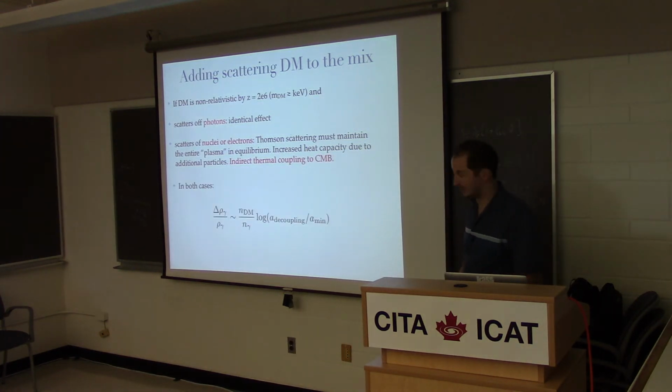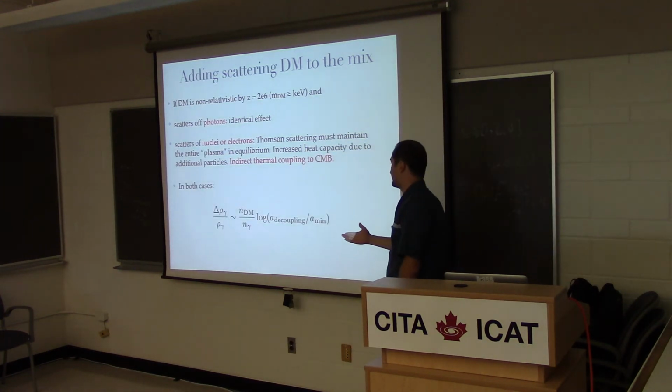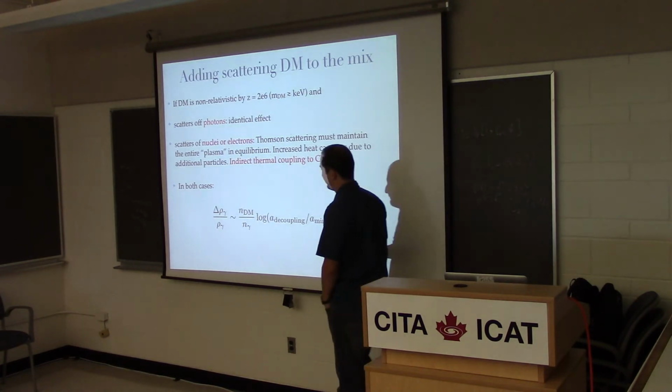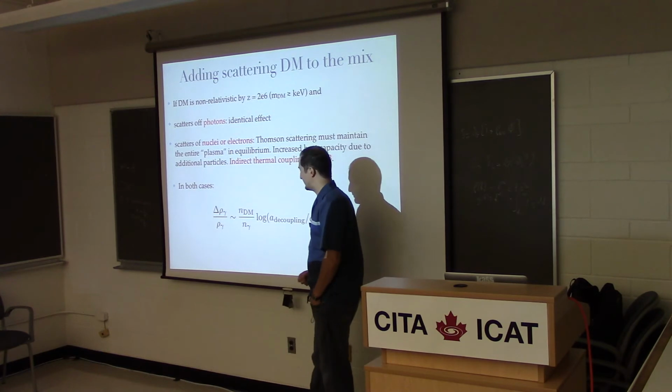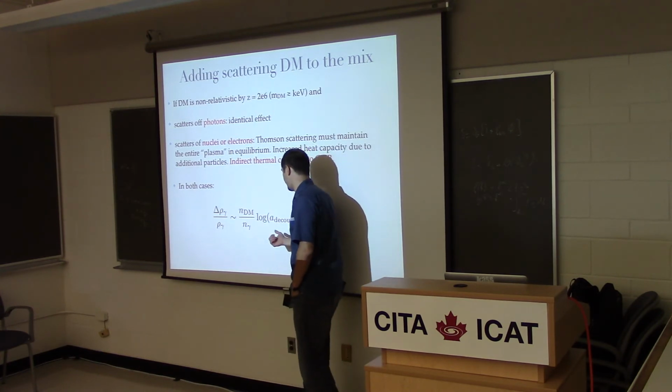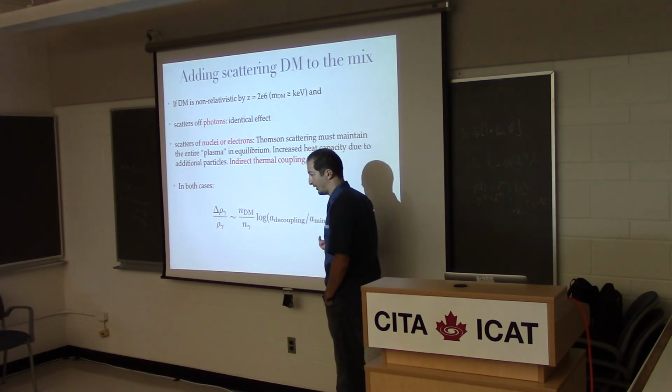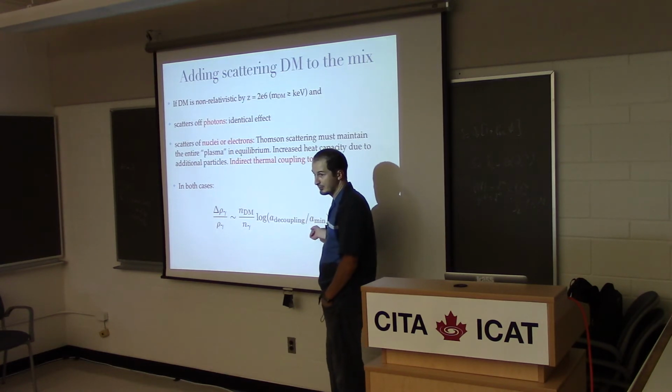So in both cases, the distortion to the CMB is some number times the number density of dark matter particles divided by the number density of the photons times, again, this log. The minimum scale factor is the same as before, it corresponds to redshift 2 million.